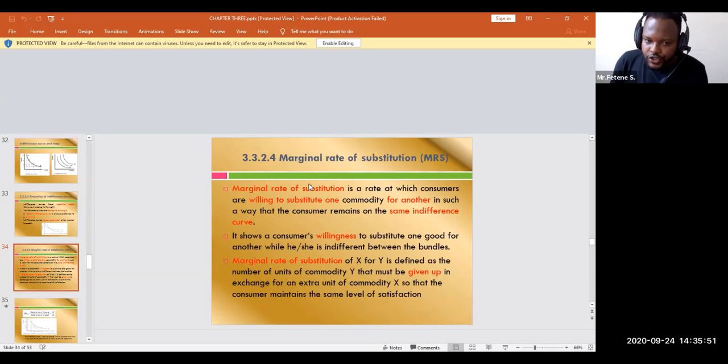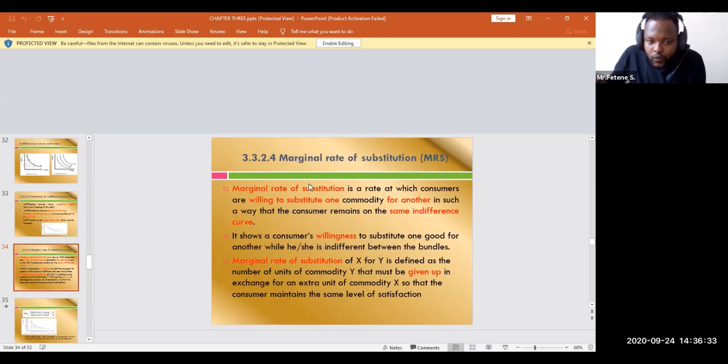marginal rate of substitution. This marginal rate of substitution is the slope of the indifferent curve. It shows a consumer willing to substitute one good for another. For example, as we saw in the graph earlier, there are orange and banana. When moving from point A to B, instead of one good, the other is substituted. For example, he consumed 10 oranges at A, but moving to B he reduces the oranges and consumes more bananas, in the same indifferent curve.